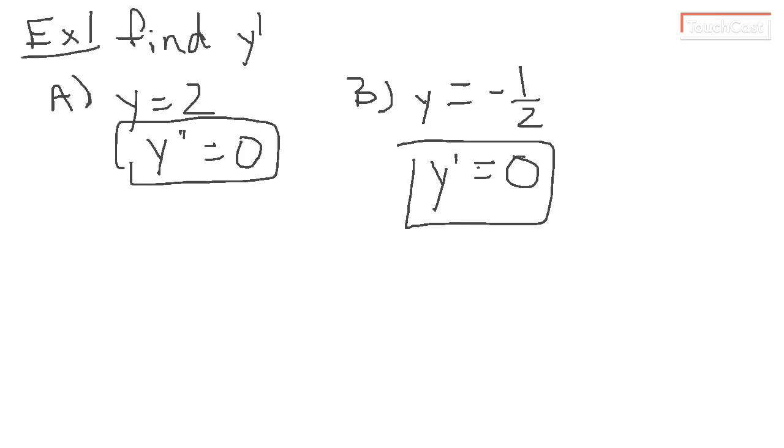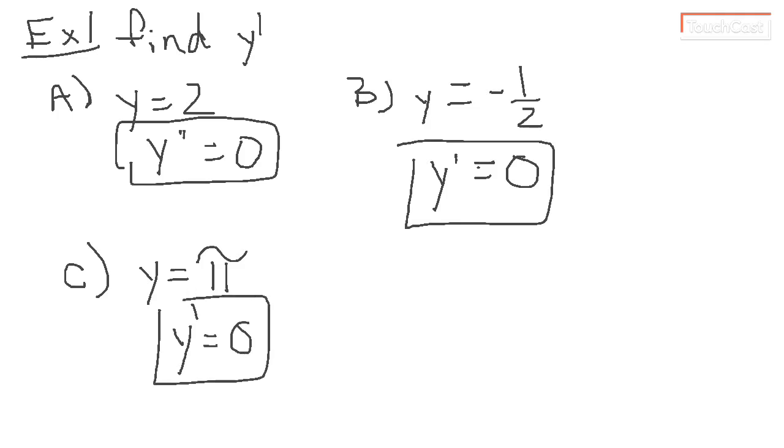Let's look at one more where we utilize that constant rule. Some people might get tripped up a little bit here. We're going to have y equals pi. Now pi is not what most people would look at and think it is a constant, but there's no variable. Pi is a number. It's an irrational number, but it's still a number. So it's a constant function. So the derivative of pi is going to be 0. Y prime is going to be 0.